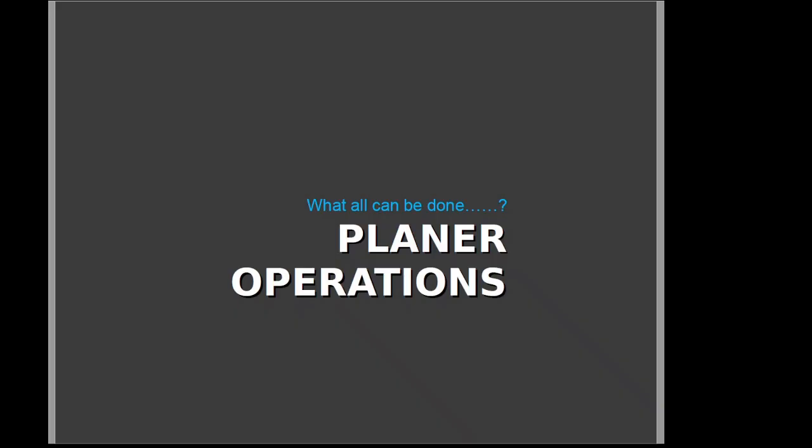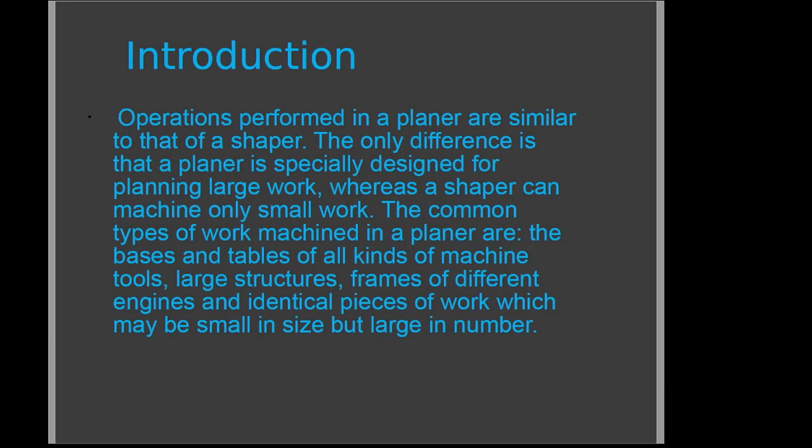Let us discuss various operations that can be performed with a planer machine. The operations performed in a planer machine are similar to those of a shaper machine. But the planer machine is specifically designed for machining large workpieces, while the shaper machine is intended for small workpieces. Planer can be used for machining large workpieces like the bases and tables of most machine tools, large structures, large frames of engines, etc.